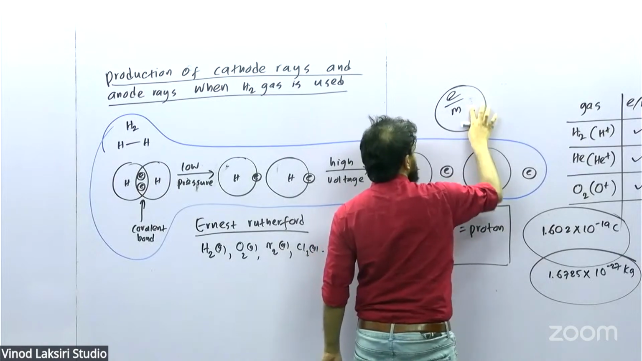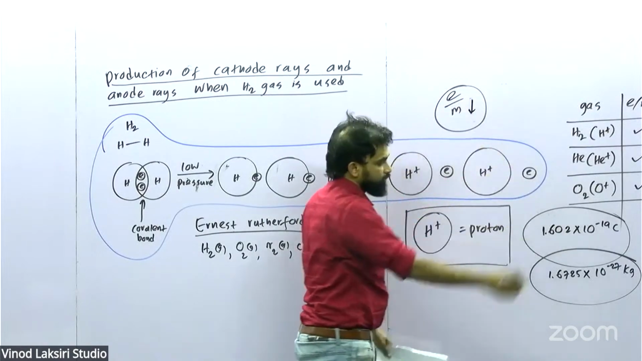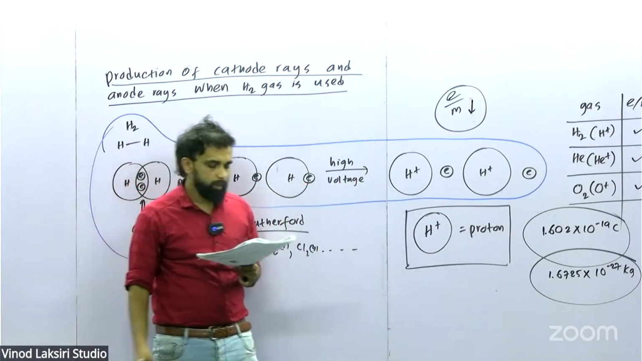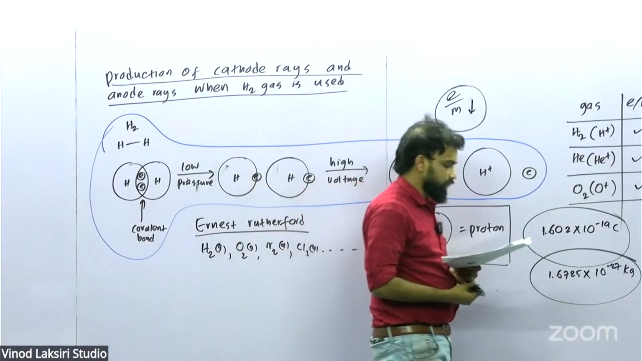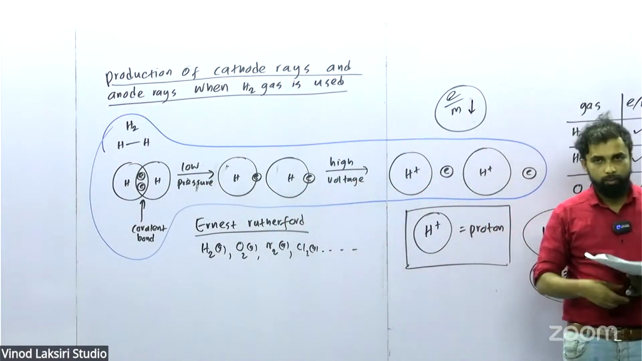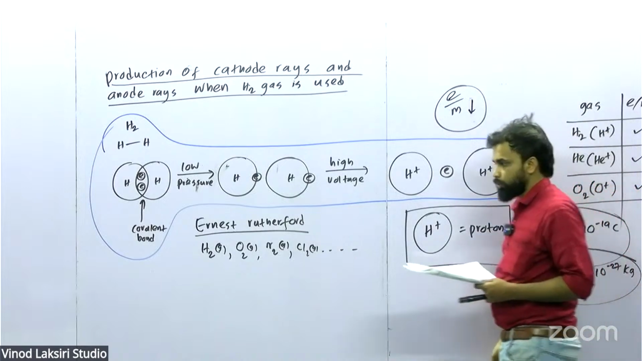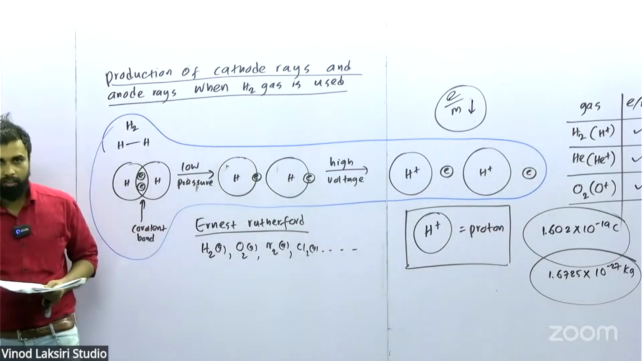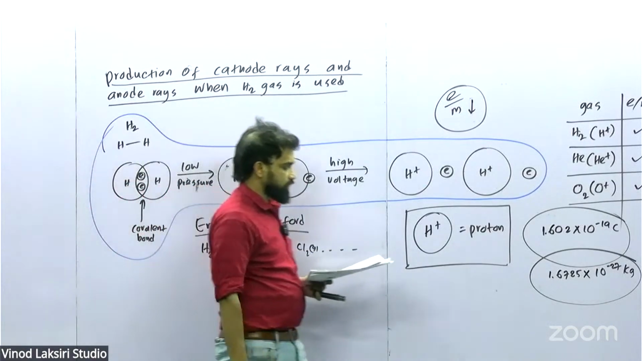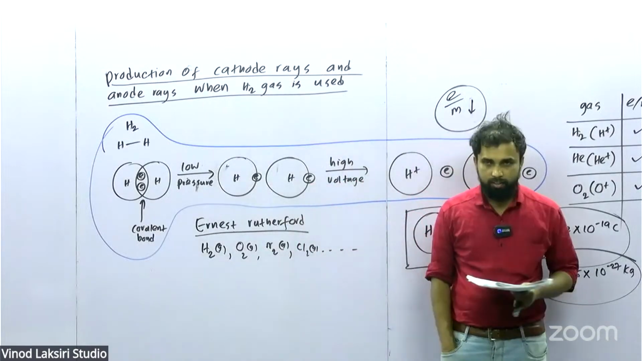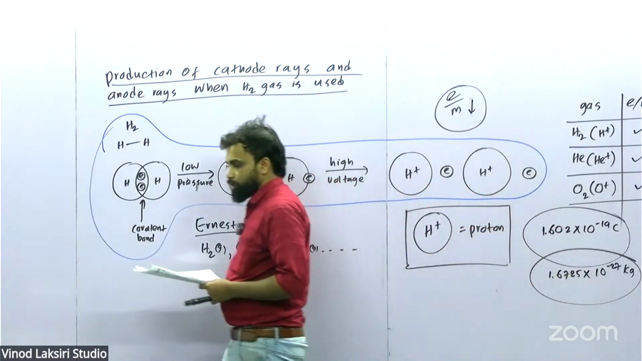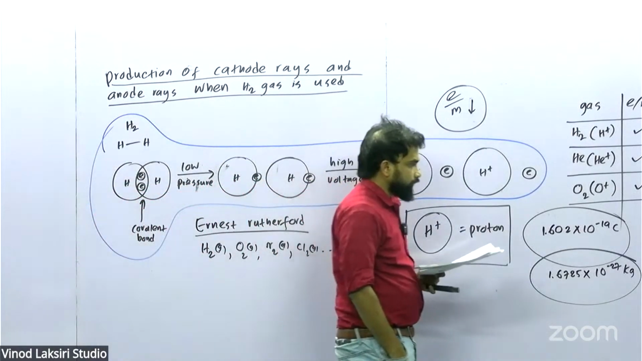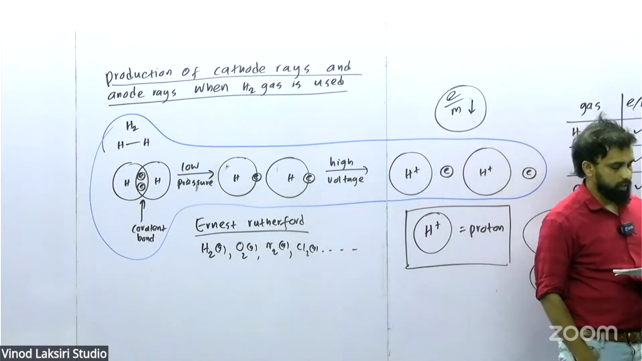The E divided by M value is highest when H2 gas is used, right? The maximum E divided by M value is given when H2 gas is used. Within bracket, you can write down: H2 is the lightest gas in lab.